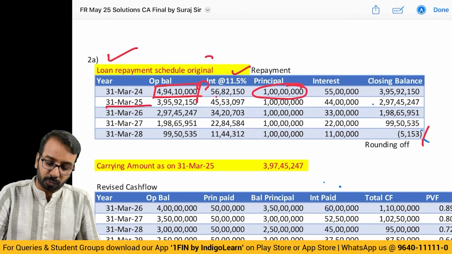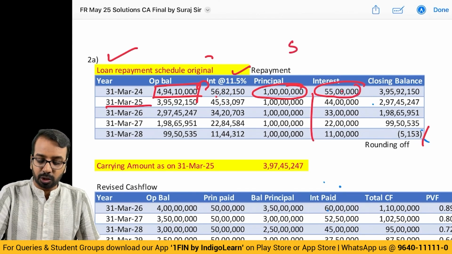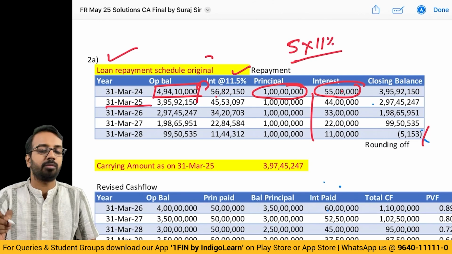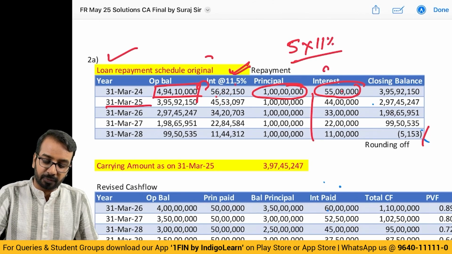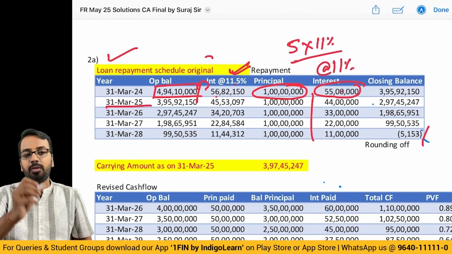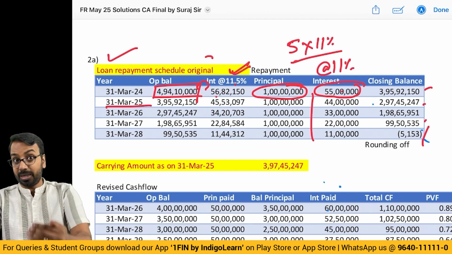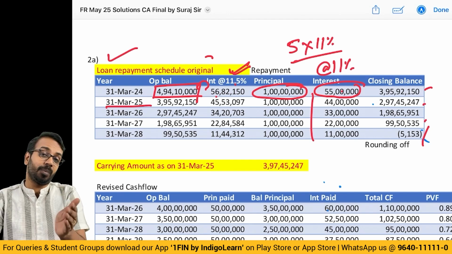Principal repaid 1 crore and interest paid 55 lakhs. This interest is your 5 crores of loan into 11%. That is what will be paid. Expense will be booked at 11.5. Interest will be paid at 11% on the original value and the closing balance. See, this we have already discussed multiple times, even in the revisions, also in the past exam papers.